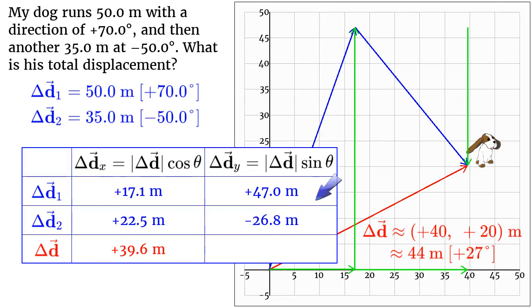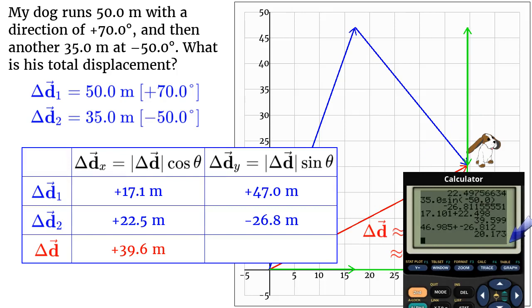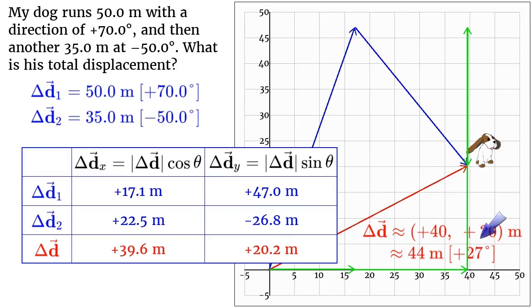So this method of adding vectors, where we calculate the x components of the individual vectors and then total them up, is known as the component method. And of course, we'll do the same thing for the y components. We calculated that +47 was the y component for the first displacement. The second displacement had a y component of -26.8. If we add those two components together, the total is going to be +20.2, which again is really close to our estimate of +20 that we made from the diagram.